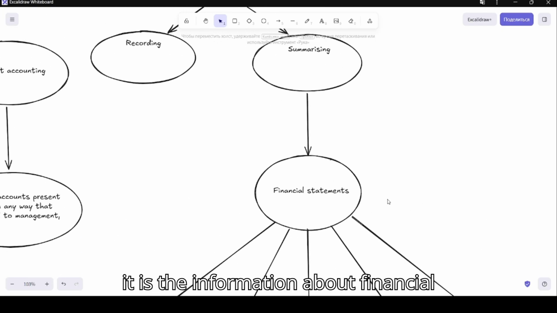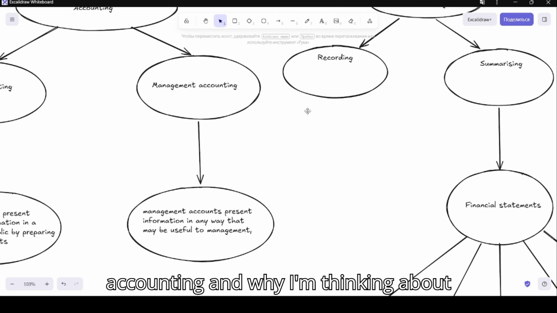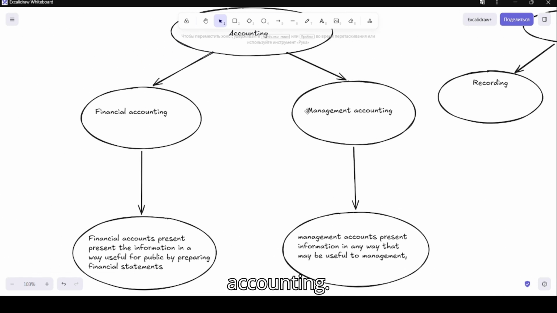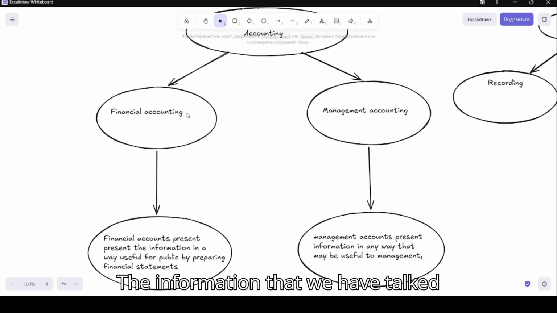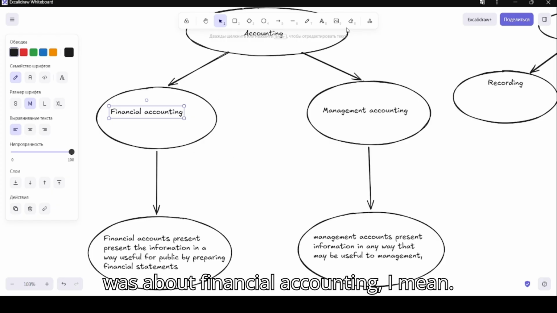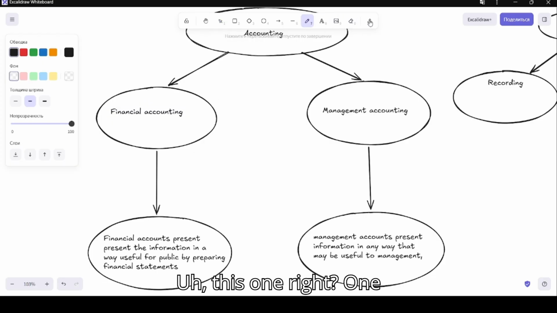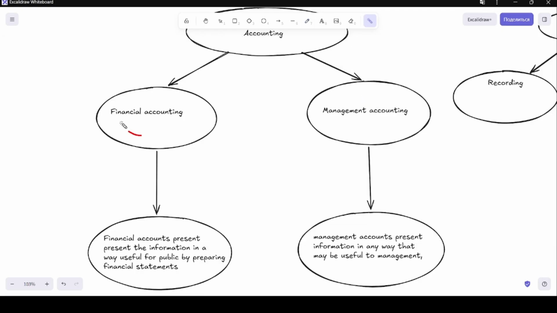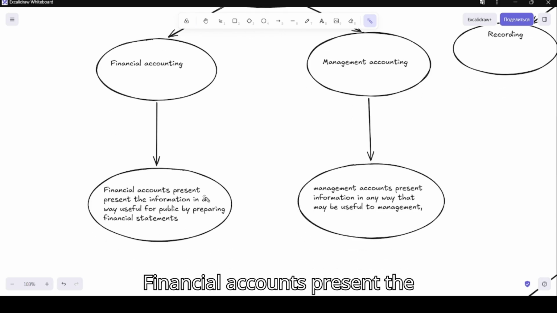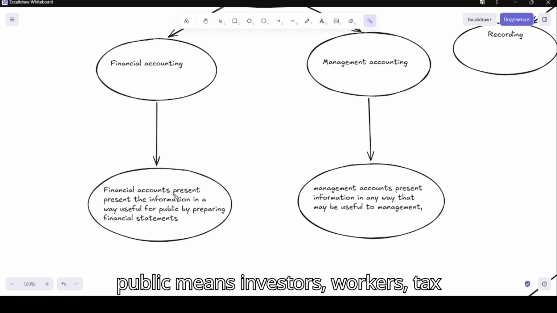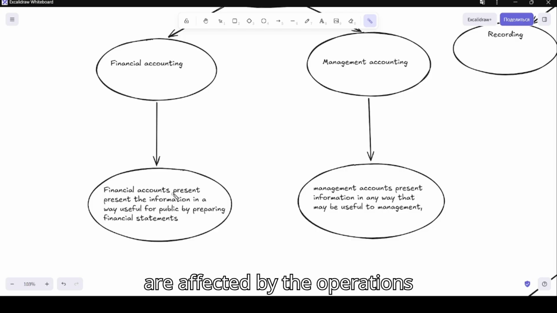Actually, this is the information about financial accounting, and why I'm saying that is because there are 2 types of accounting. What we have talked about was financial accounting. Financial accounts present the information in a way useful for the public by preparing financial statements. That means financial accounting is for the public. The public means investors, workers, tax organizations, or the government, and all of the people that are affected by the operations of the business.